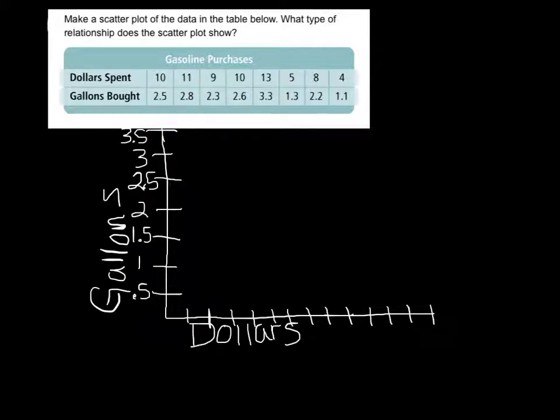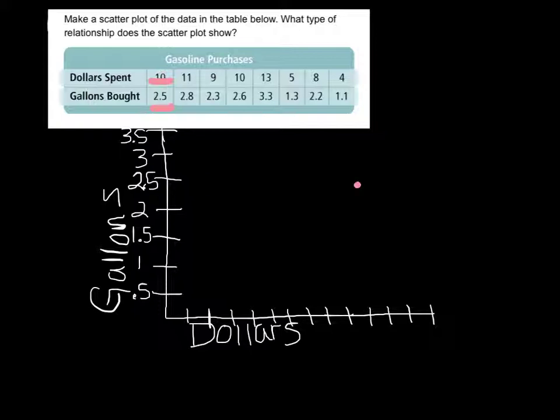Okay, so let's actually make a scatter plot of this data. I'm going to get our graph drawn here and then start plotting some points. Alright, so here's the general base for my scatter plot, and now I'm just going to start plotting points. So my first point is going to be with $10 spent and 2.5 gallons bought. So I'm going to go over 10. Now I just represented each hash mark as $1. So I'm going to go over to 10, and then I'm going to go up to 2.5, which is going to be right about there.